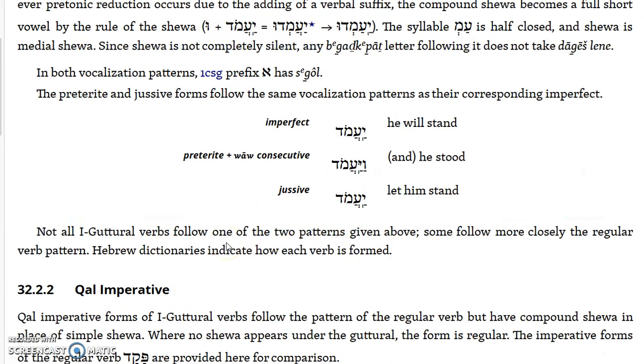The preterite and the jussive forms follow the same vocalization patterns. So the imperfect is ya'amod. The preterite, with a vav consecutive, would be vayya'amod. The jussive would be ya'amod. Those are all pretty much the same.